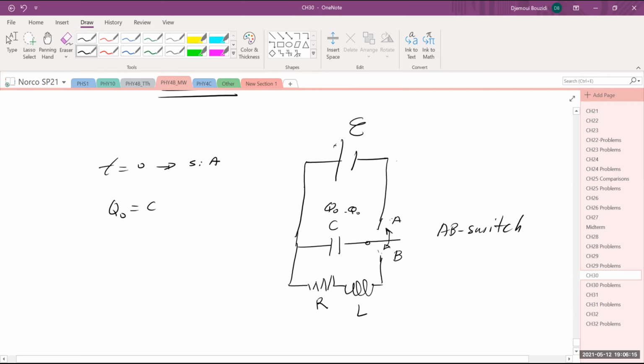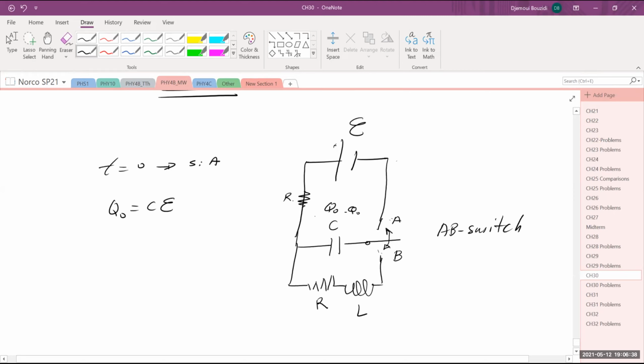Technically you need another resistor in here, otherwise this will charge immediately. So technically there is another resistor in here. Obviously this resistor, when we put the switch back in position B, will be disconnected from the circuit because it's only part of the first circuit.